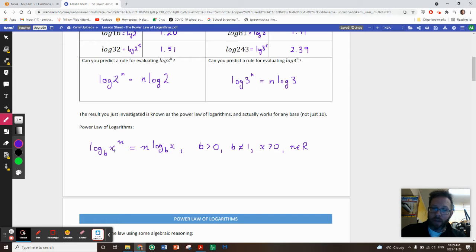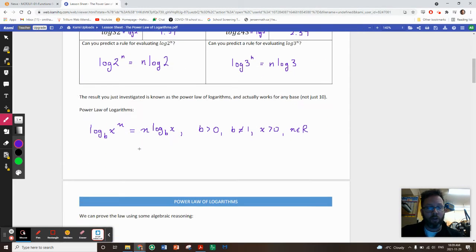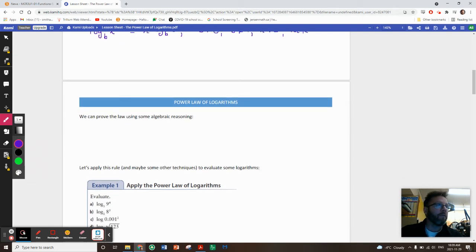We can't do this with negative numbers inside the log because, as we know, the domain of the log function is x has to be a number bigger than 0. But yeah, that's really a neat rule that kind of falls out here. Not really obvious until you start playing around with it and see. We can actually prove this. It's not too bad to prove using a little bit of algebraic reasoning.